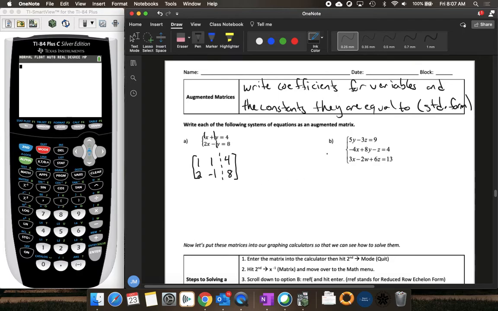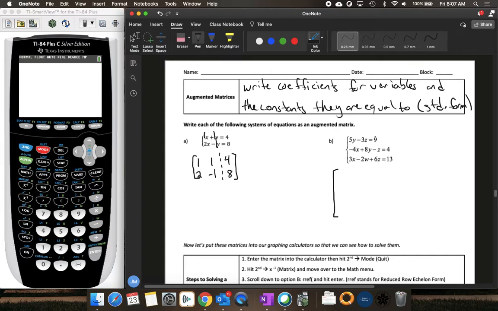Okay, let's take a look at B, a little bit larger system of equations. In fact, this one has 3 variables, and so that's why you've got 3 equations that we're going to be using here. Now for the first equation, it's important to make sure that every single variable gets a coefficient, even if the variable isn't in the equation.